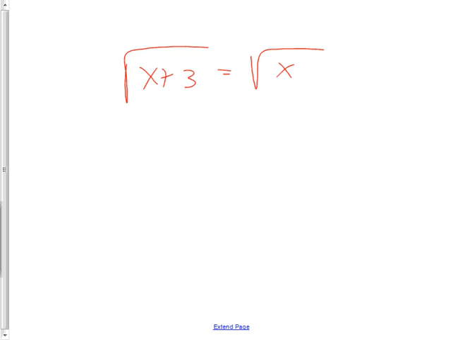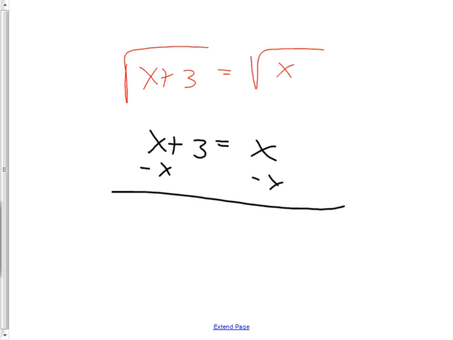If I did solve this one and squared both sides, I'd have x plus 3 equals x. Is that even possible? So what do we do? Minus x and minus x. If you ever have this situation, get rid of the variable. And if it comes out to 3 equals 0, that means there is no solution. There is no answer in the world that could ever make that right. It is impossible. No solutions.